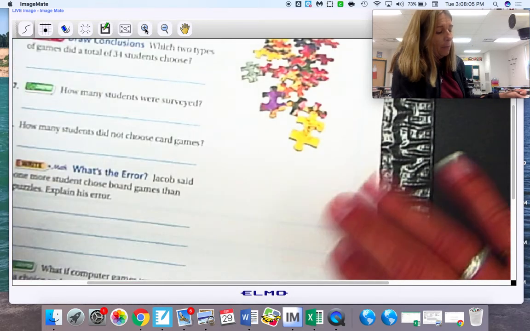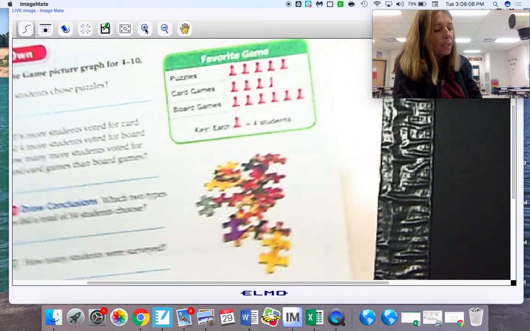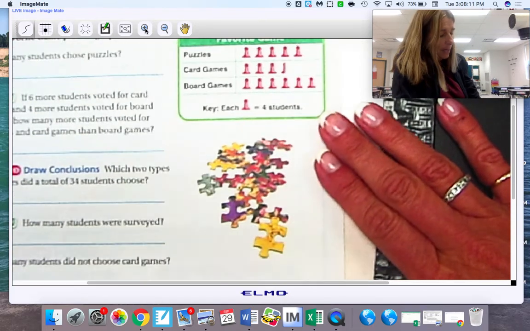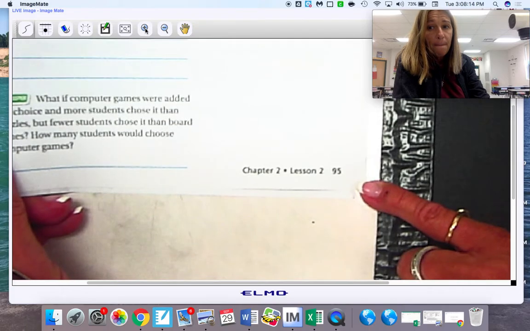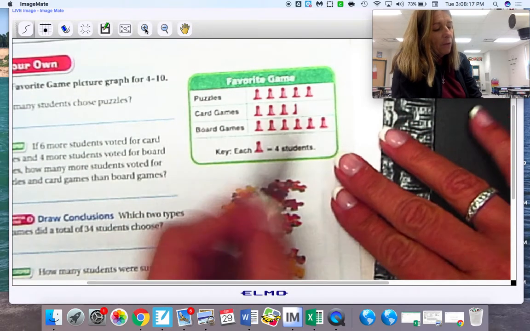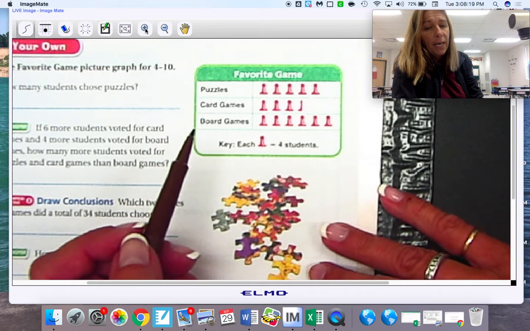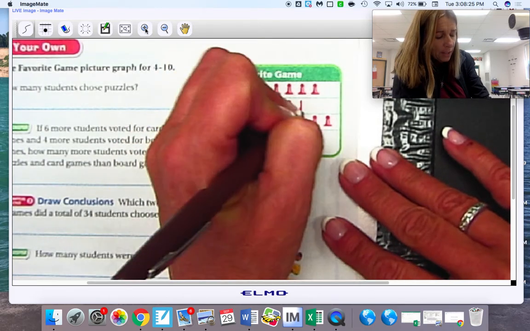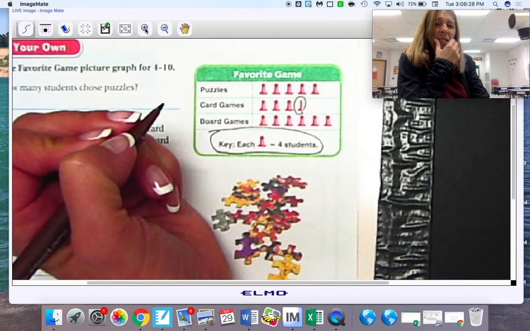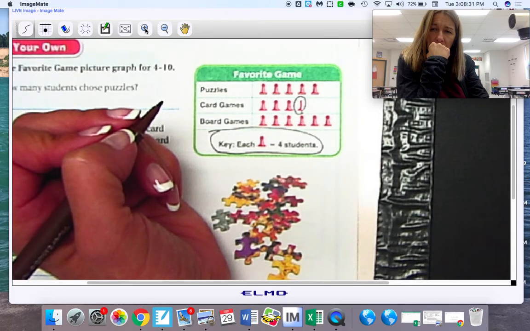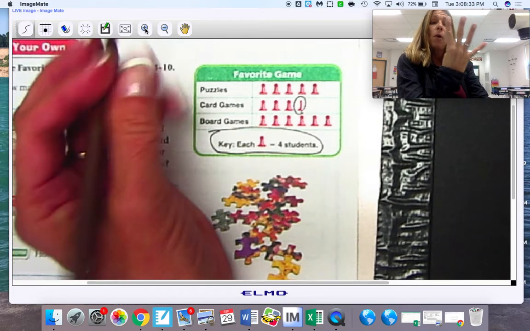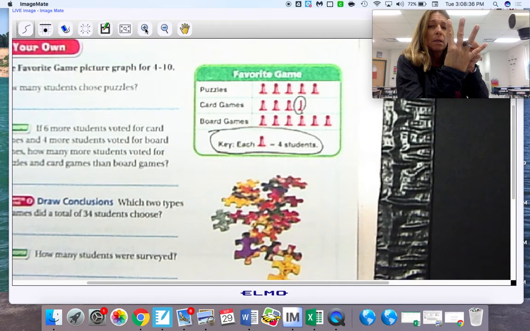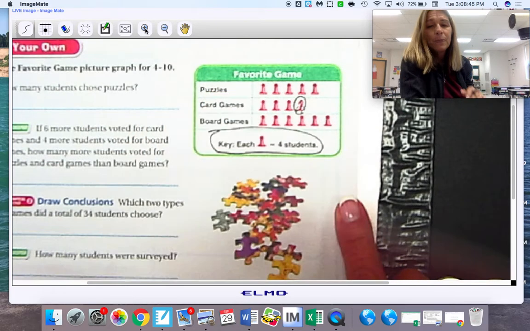All right, last thing I want to look at real fast is this one up here. It's on the next page. I flipped over to page 95. It's favorite board games. I'd love to know what your favorite board game is. But one thing I want you to notice is the key is 4. So this time, what's that half going to be equal to? You got to say to yourself, what's half of 4? Think of 4 and cut it in the middle. 2 and 2. So this guy would be worth 2.